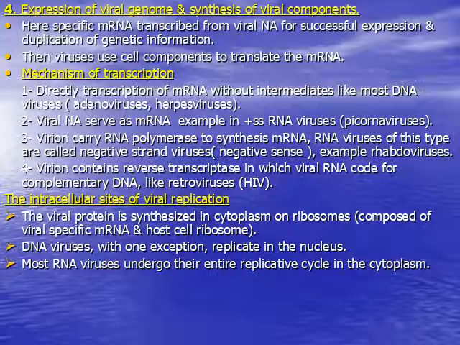Third way of transcription: here the virion carries its own RNA polymerase to synthesize its own messenger RNA. RNA viruses of this type are called negative sense single-strand RNA viruses. Rhabdoviruses are an example of this group, called negative strand viruses or negative sense single-strand RNA viruses.